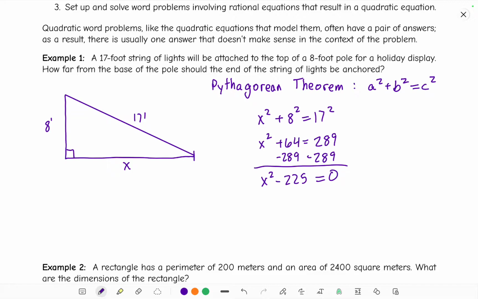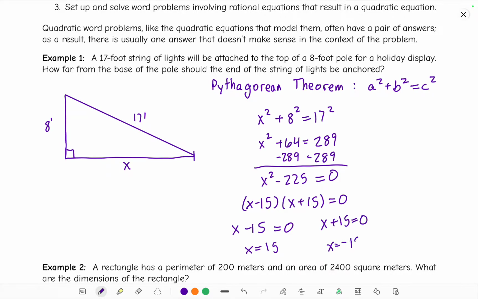Now, x squared is a perfect square, so you might be wondering, is 225 a perfect square? And it is. It's 15 squared. So this is a difference of squares. So we get x minus 15, x plus 15 equals 0. So x minus 15 equals 0 means x equals 15, and x plus 15 equals 0 means x equals negative 15. And this is what I was talking about. Because x is representing a distance, negative doesn't make sense. So x equals 15 feet is the solution.